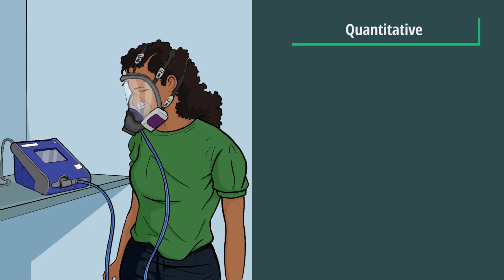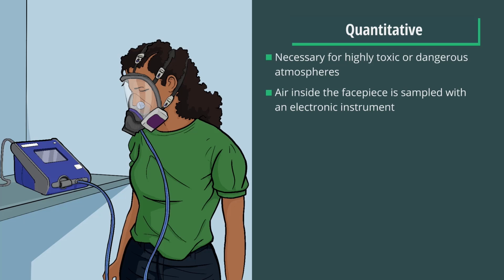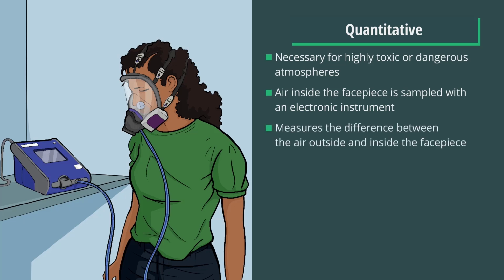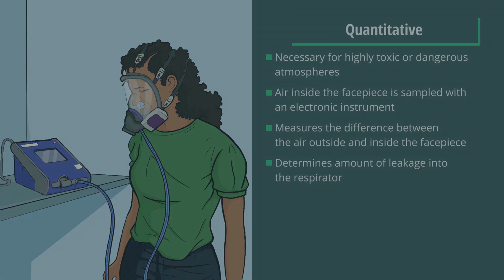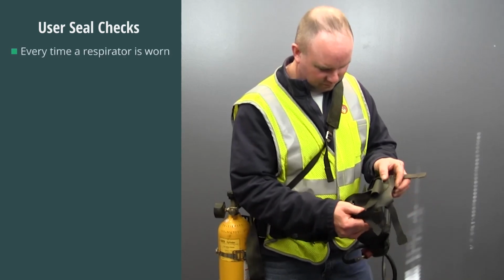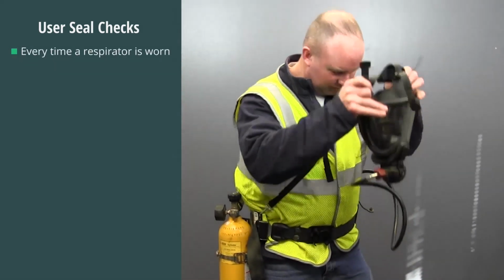A quantitative fit test is a more sophisticated test conducted when high fit factors are necessary due to conditions of highly toxic or dangerous atmospheres. During a quantitative fit test, the air inside the facepiece is sampled with an electronic instrument to measure the difference between the air outside and the air inside the facepiece. This test determines the amount of leakage into the respirator compared to a formula for fit factors and whether a satisfactory fit is achieved.